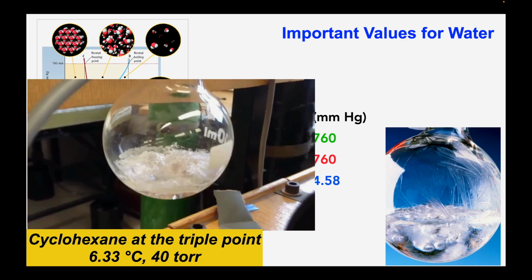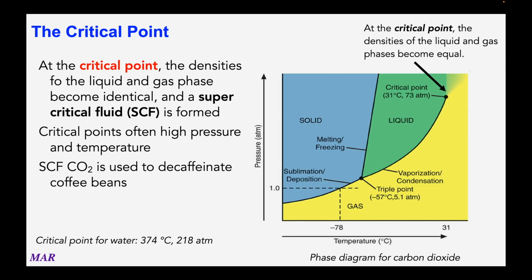Pretty wild stuff. The critical point is another point that is sometimes shown on these phase diagrams. And at the critical point, all the substances turn into what's called a supercritical fluid, SCF. And these supercritical fluids are just wild. It only happens usually at very high pressures and temperatures, but there are some kind of cool things. And the classic example of a critical point is for carbon dioxide.